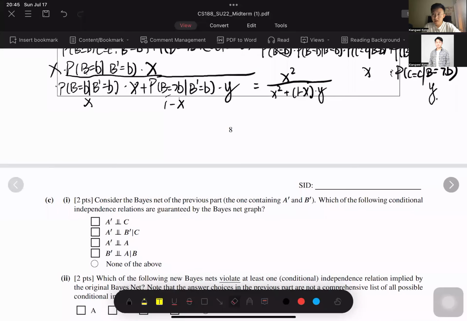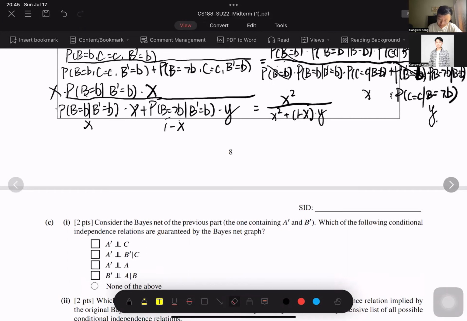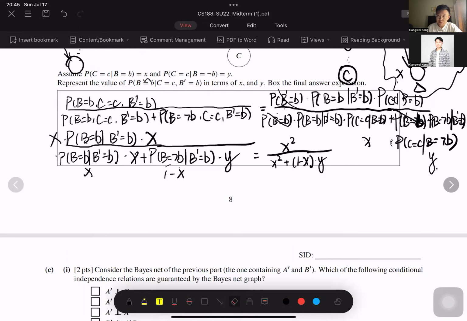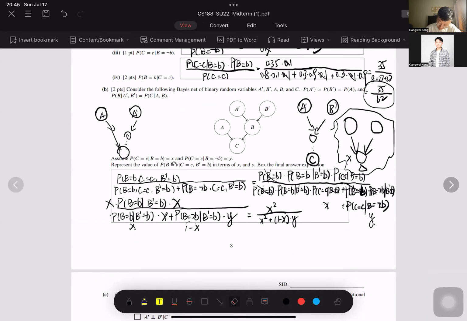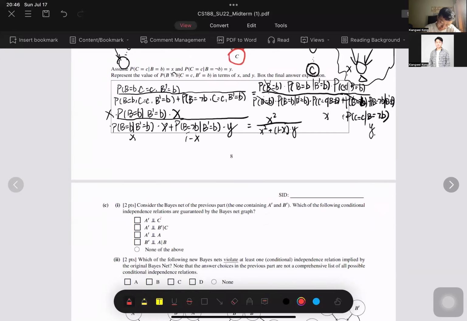Okay, everyone. So next, we're going to look at question C. It asks us to see which of the following conditional independence relations are guaranteed by the Bayes-Net graph. So we'll use the d-separation method to do it. First, A prime and C. So we draw them, A prime and C. The triple between them will be A prime, B, and C. And we see that B is not given here. If B is given, then A prime and C are guaranteed to be independent. But since B is not given, this is not correct.